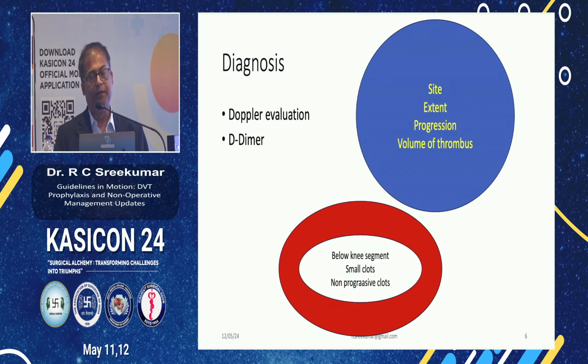By Doppler, we should see where the thrombus site is. The recent consensus is that if it is below knee, a short segment and non-progressive, even no treatment is required. Particularly in superficial thrombophlebitis, if it's a below-knee, short segment, we can manage conservatively without starting medicines. All these patients need to be reassessed at time intervals to see whether there is any progress of disease or whether the volume of thrombus is increasing. So the conservative line can be followed for below-knee segments, small clots, and non-progressive clots.